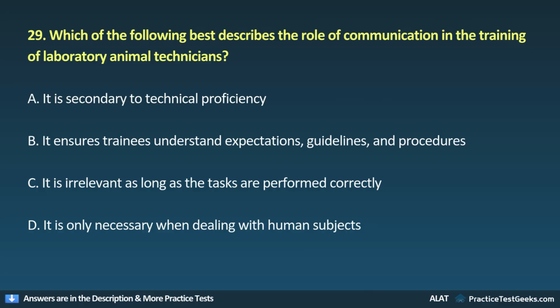29. Which of the following best describes the role of communication in the training of laboratory animal technicians? A. It is secondary to technical proficiency. B. It ensures trainees understand expectations, guidelines, and procedures. C. It is irrelevant as long as the tasks are performed correctly. D. It is only necessary when dealing with human subjects.